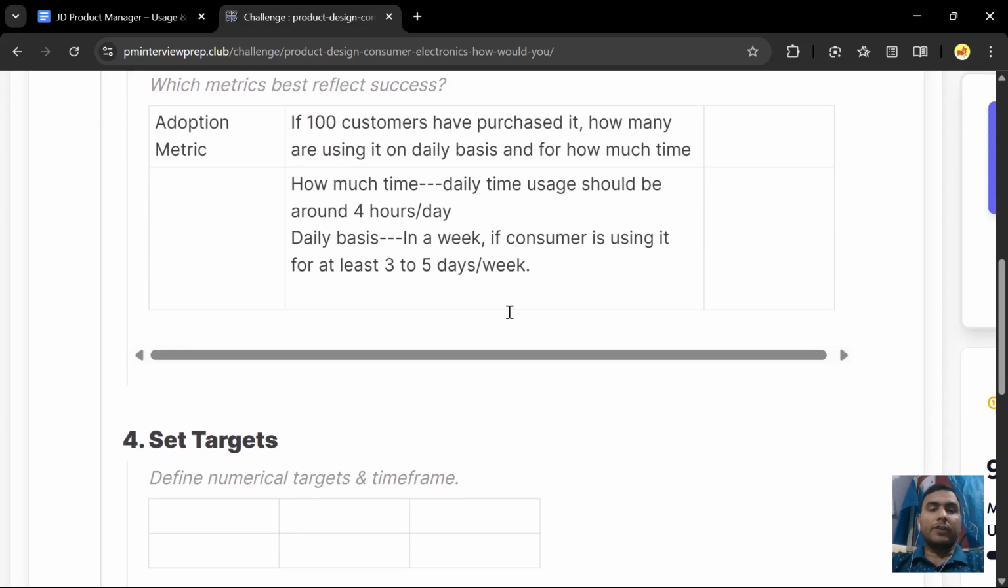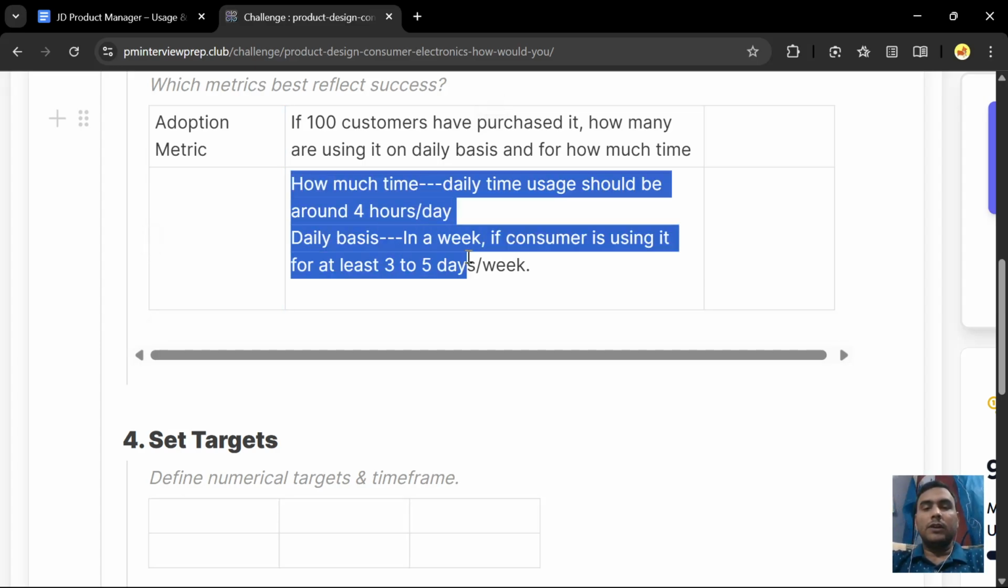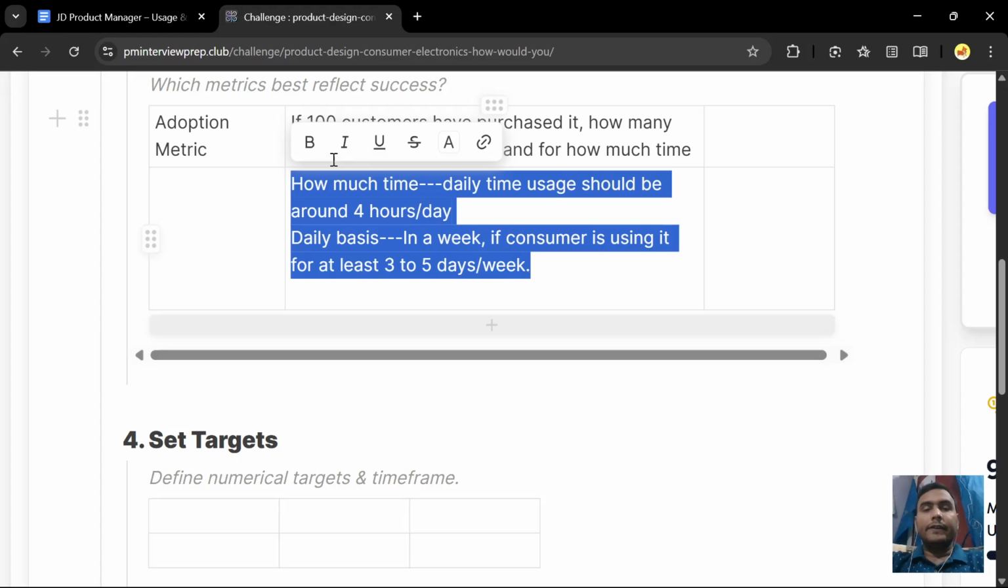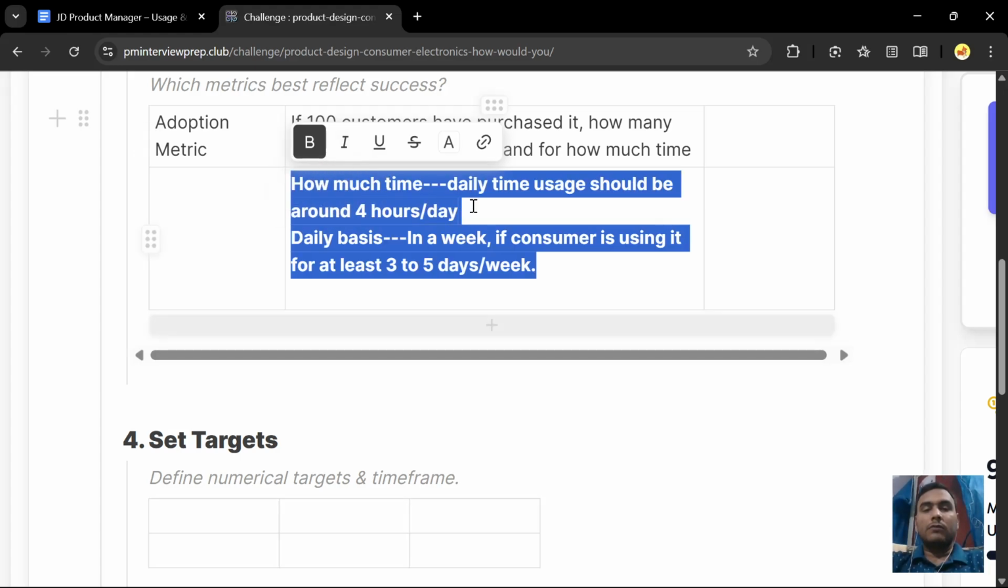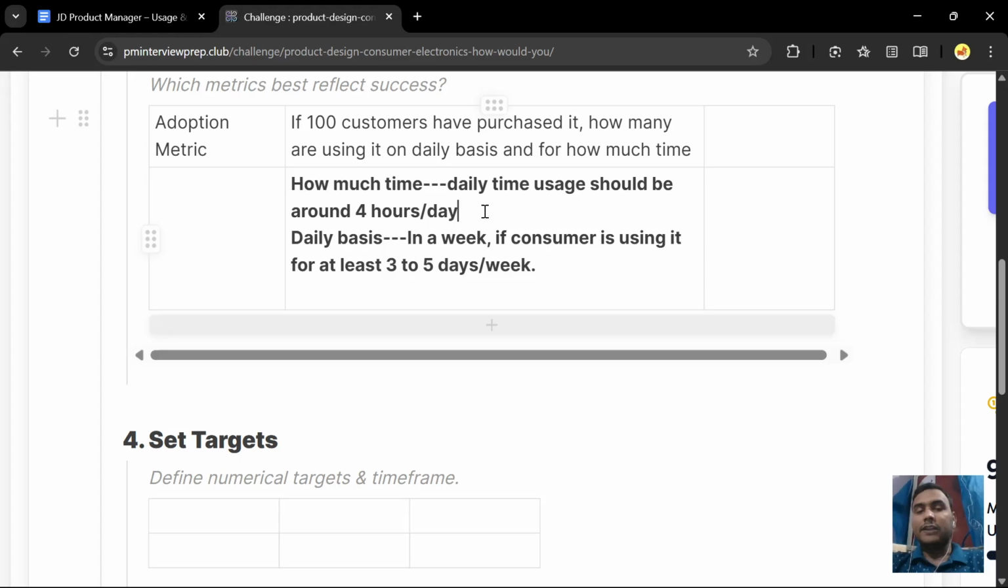So these are our success or target metrics that we are tracking: if a user is using it daily for at least 4 to 5 hours a day and 3 to 5 days a week, then I would consider that a success.